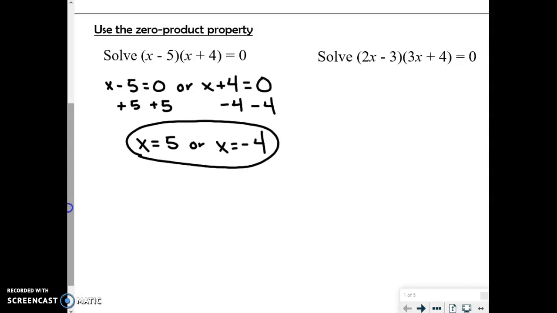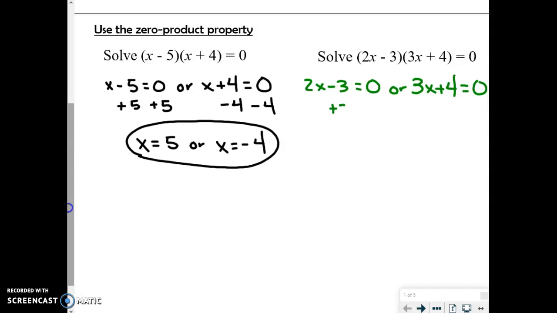The next example that we have is just a little bit more involved, nothing any more difficult. We'd set our factors equal to 0 once again. So we have 2x minus 3 equals 0, or 3x plus 4 equals 0. And as you can see, the key already to this is that our factors, our polynomials, everything have to be equal to 0 in order for this to work.